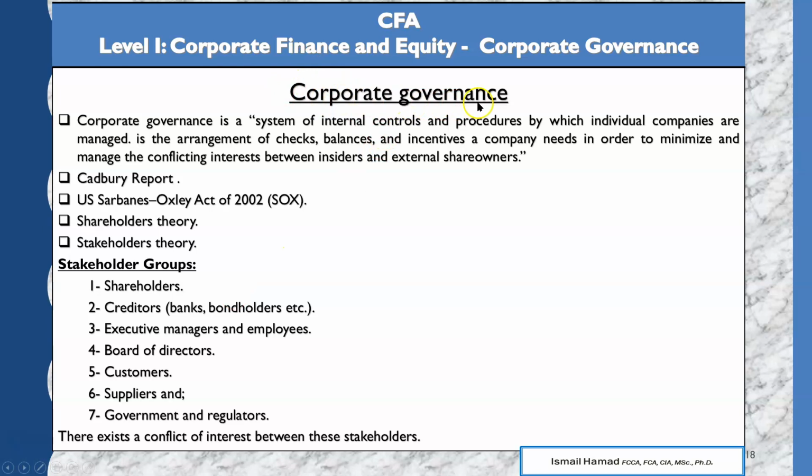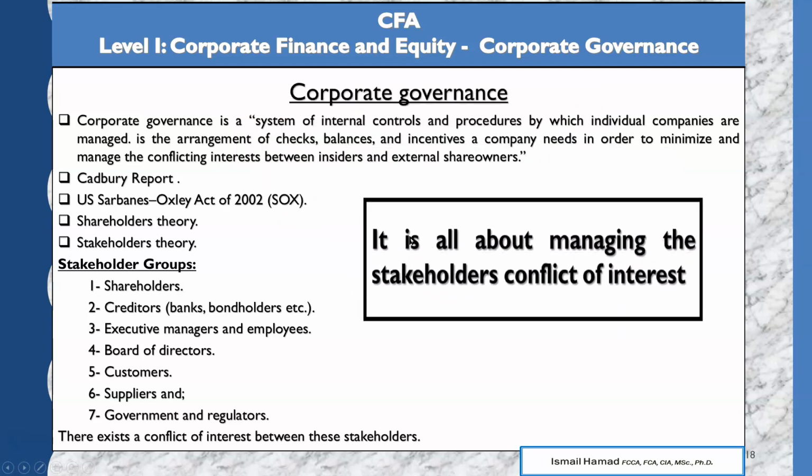That is basically what corporate governance is: to manage the different conflicting interests of these stakeholders. It is all about managing the stakeholders' conflict of interest. This is the central idea in corporate governance. In fact, because of this, corporate governance has been created. So never forget, when you read a lot about corporate governance, that what we are trying to do is to manage these conflicting interests so that everyone will be happy.